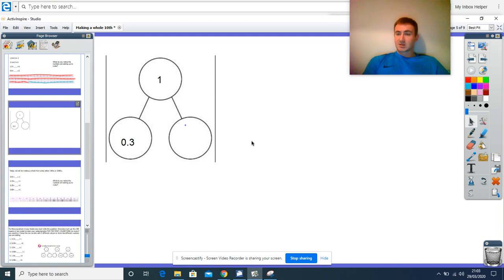How many have I got? I've got 7. Now, is that the correct answer? No, it's definitely not the correct answer because that's 7 wholes. We had 7 whole cakes plus 0.3 of a cake. It's not going to equal 1 cake, is it? So it's really important.